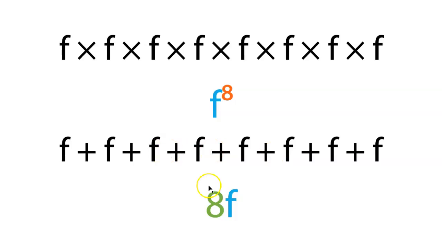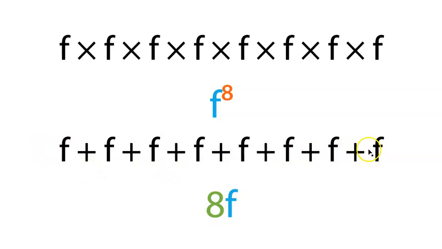But in this case, because it is addition, we're going to put a big 8, not a small 8, a big 8. We're going to put a big 8 right out in front to the left of the base, okay? This number is actually called a coefficient, green coefficient, yeah? And, you know, exponent. So, 8f means f plus f plus f plus f plus f plus f plus f plus f, right? That's what this means. This is the same thing.